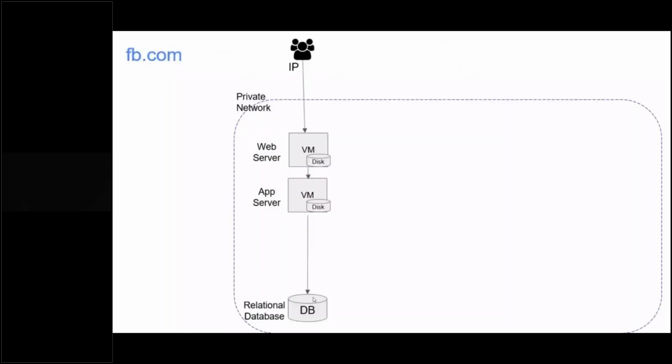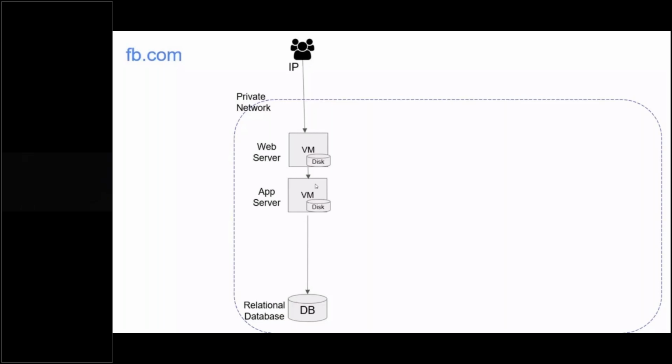Now you need to have a DB for this. So this is a 3-tier architecture now, where you have a server as a front end, like a Node.js, or it could be React.js or any kind of application. You have an app server and you have a relational database. So now the users are able to reach facebook.com or anything, then they will be able to just use the website.